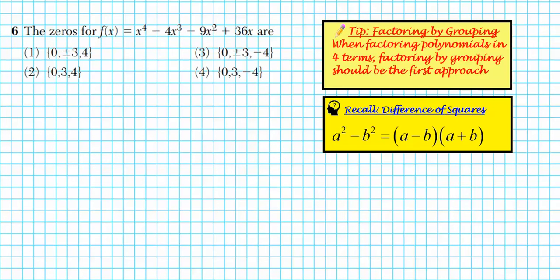All right, let's take a look at question number 6. It reads, the zeros for f of x equals x to the fourth minus 4x to the third minus 9x squared plus 36x are. Now, what's the best approach to solve this problem?